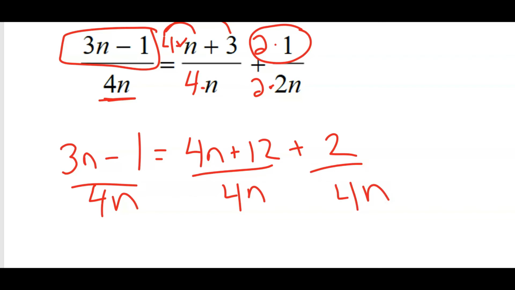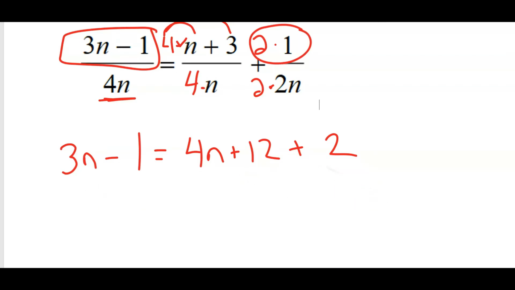Once the denominators match, you can pretty much just ignore them and treat the numerators like an equation. Just like we did in Algebra 1, you're just following the order of operations in reverse. But I always want to look to see, is there anything I can distribute? Are there any like terms on the same side and all that stuff? So here I can add 12 and 2. Those are on the same side of the equal sign, same side of the equation.